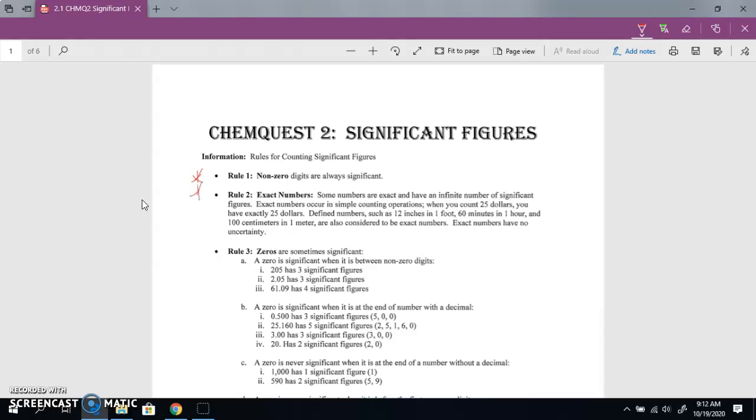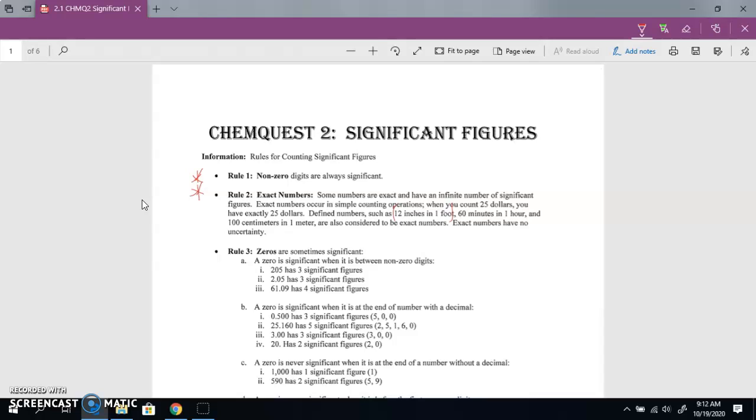Exact numbers happen in counting processes. So the example that I gave in class was if you've got $25, a $20 bill and a $5 bill in your hand, because there's no uncertainty about the amount of money that you have, an infinite number of significant figures are associated with that $25. This also comes into play with conversion factors, like the fact that there are 12 inches in 1 foot or 60 minutes in 1 hour.